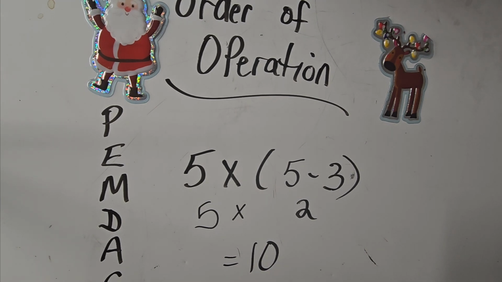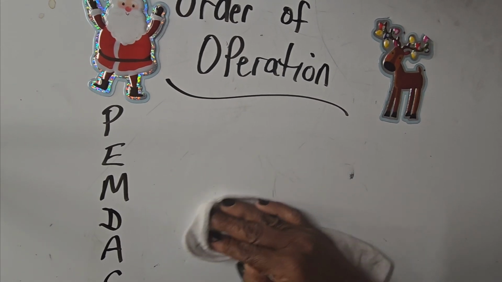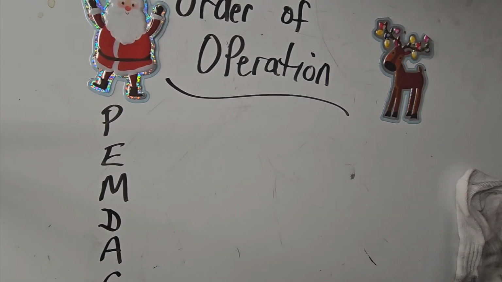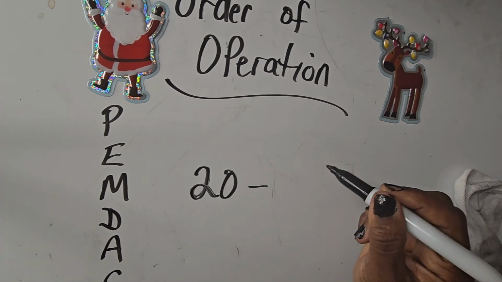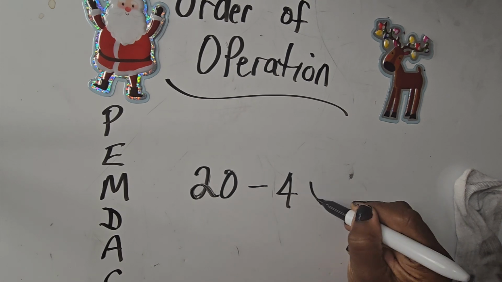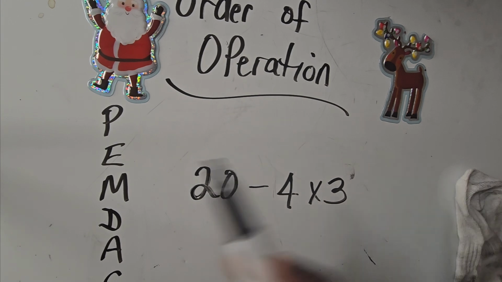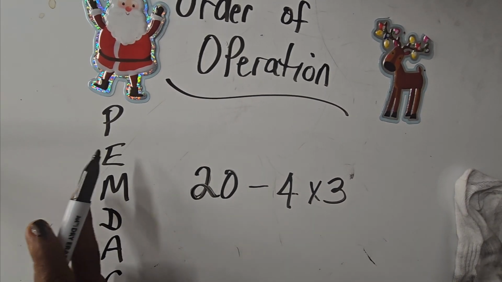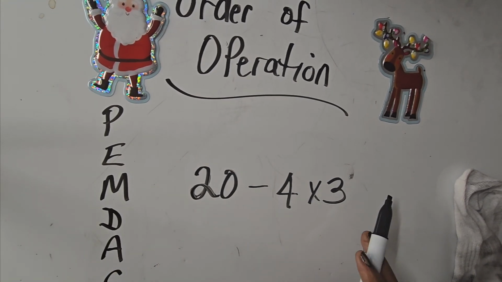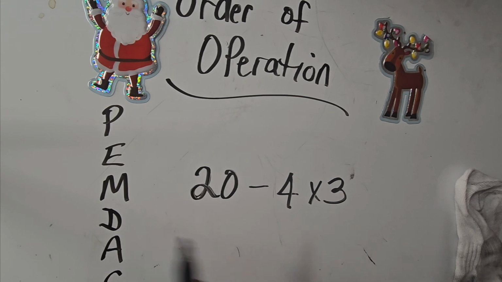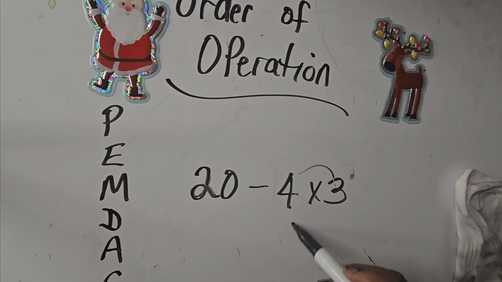All right, let's try another one. Take away 4 times 3. Okay? Again, I run to my formula. I see my expression. P, there are no parentheses. Scratch. Exponents, there are no exponents. Oh, multiply. I do see multiply. So I'm going to multiply these two. 4 times 3 is 12.